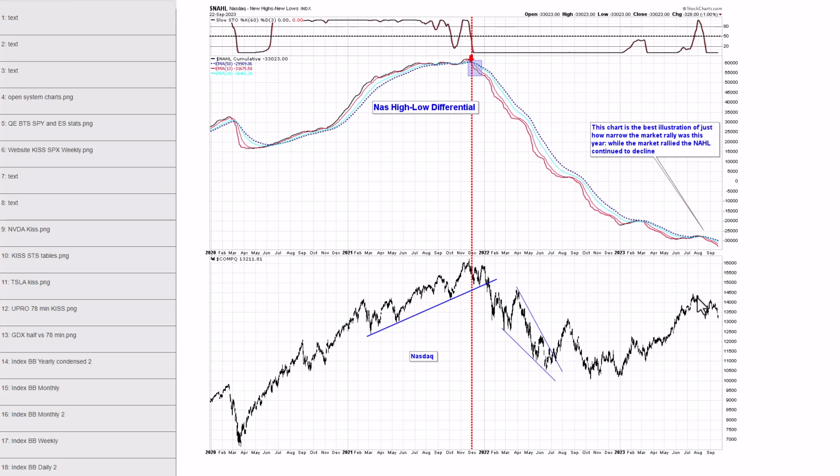And this is the NASDAQ highs minus lows. This indicator didn't even budge. It still is trending down. Again, that's because we have 5 stocks that are causing the majority of the gains in the market. I've never seen a market more narrow than this. It's not good for the longer term.